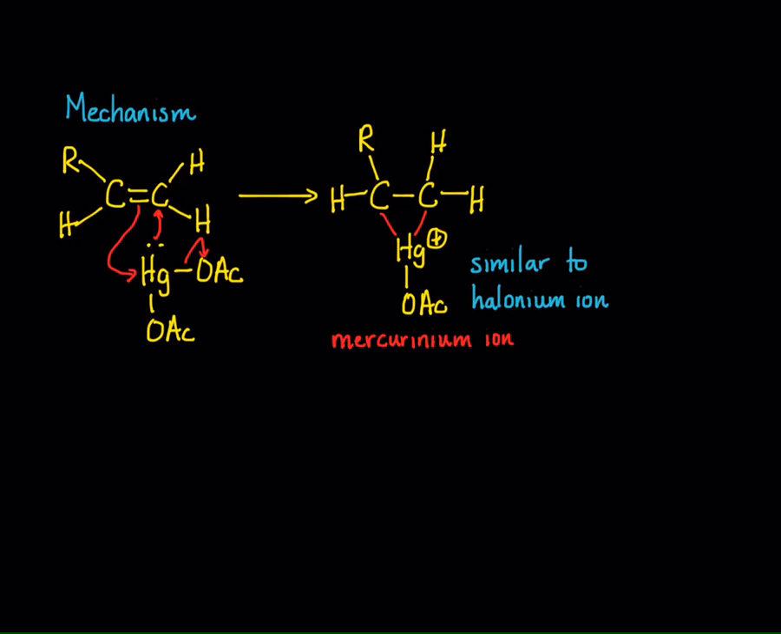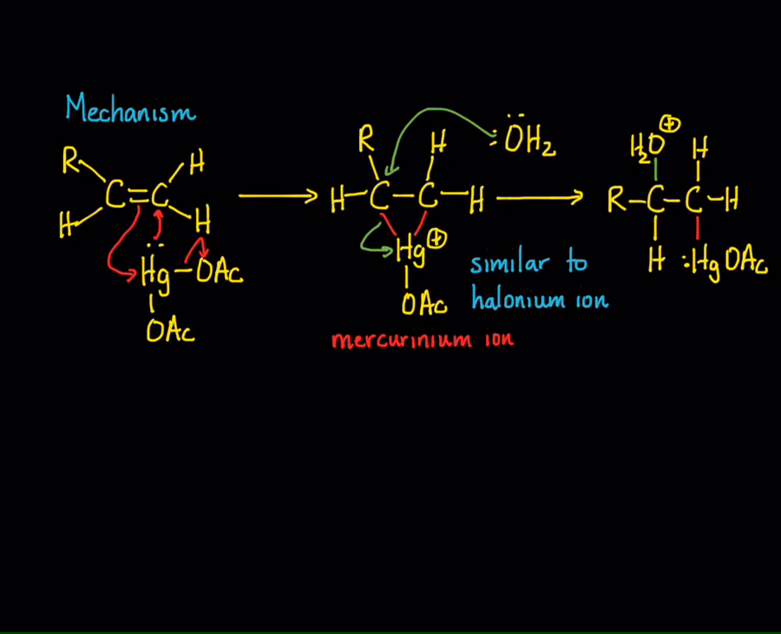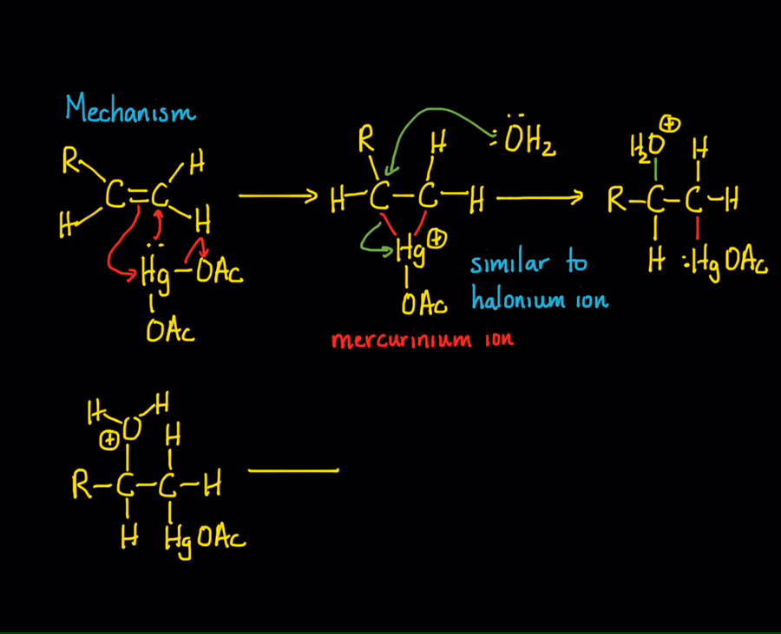Well, this is usually run in water. Water's the solvent. So water is now going to attack this mercurinium ion. And it attacks the carbon that's more substituted, just like when we were making halohydrins. So it's going to attack that carbon, and the carbon-mercury bond breaks. And so the result is now I have this intermediate where I have the oxonium ion with a mercury acetate on there, and so I simply can deprotonate that oxonium ion again with water.